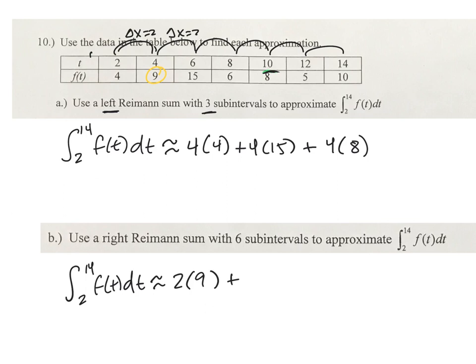So we'll take 2 times 15, plus the next rectangle has a width of 2, and the rightmost function value is 6. And then we'll just continue on down the line. So it'd be 2 times 6, and then 2 times 8, plus 2 times 5, plus 2 times 10. And that's our right Riemann sum.